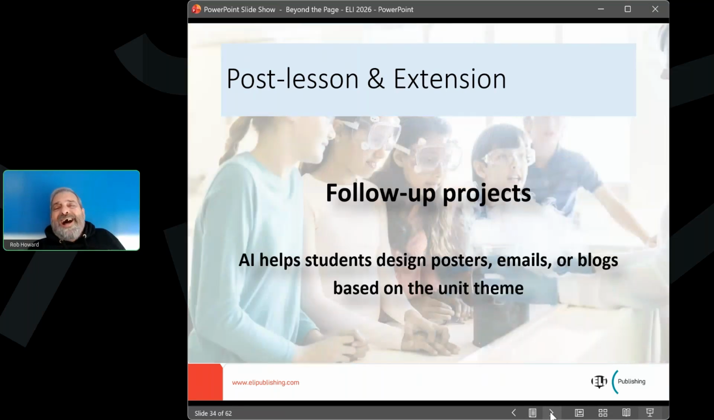Follow-up projects. I love projects. I'm big on project-based learning. I think it's one of the most effective ways that they get a hands-on way to work with this. So they can design posters, emails, blogs, all based around the unit theme, and use AI to help them develop this.